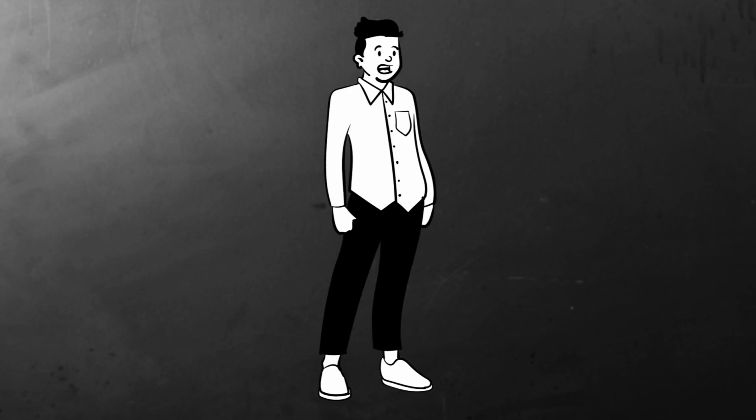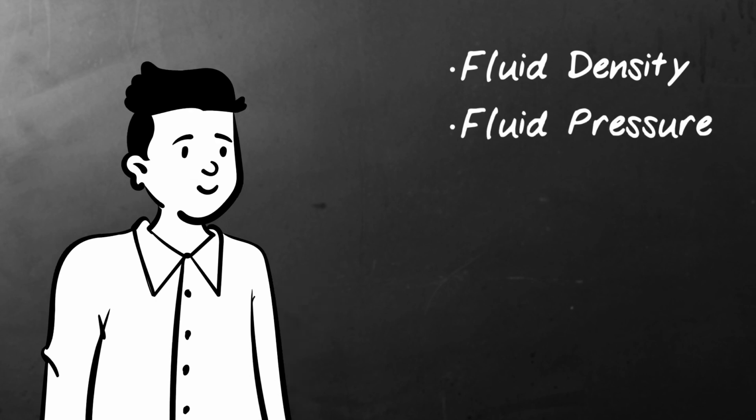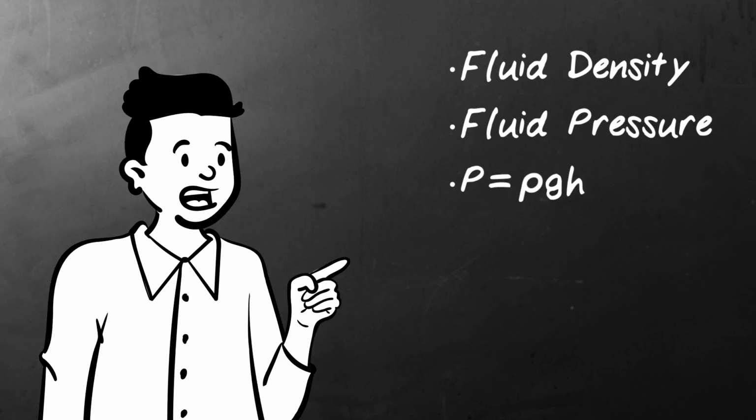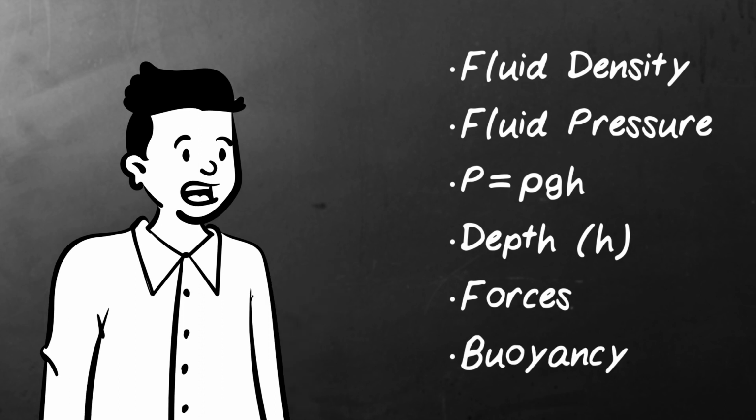So that brings us to the end of our quick introduction to hydrostatics. We defined the fluid density, we defined the pressure, and we got to the basic equation. Pressure is rho times g times h. Then we talked about how important the depth h is. We talked about how to calculate forces based on perpendicular areas. And then we talked about the effect of buoyancy, what makes things float.